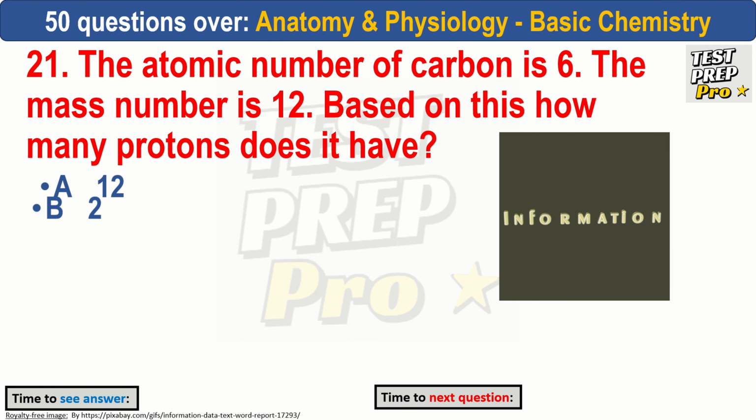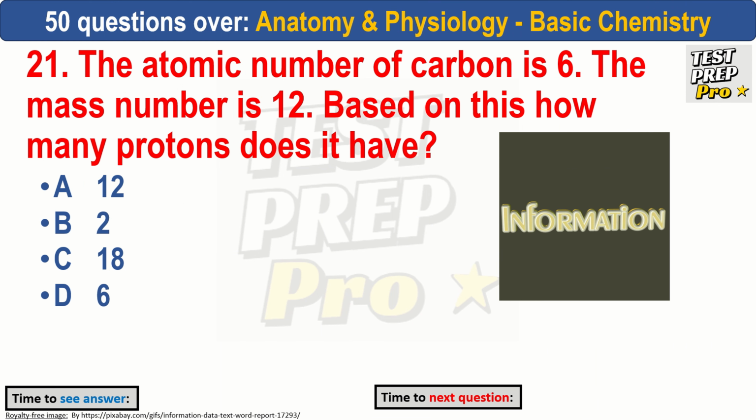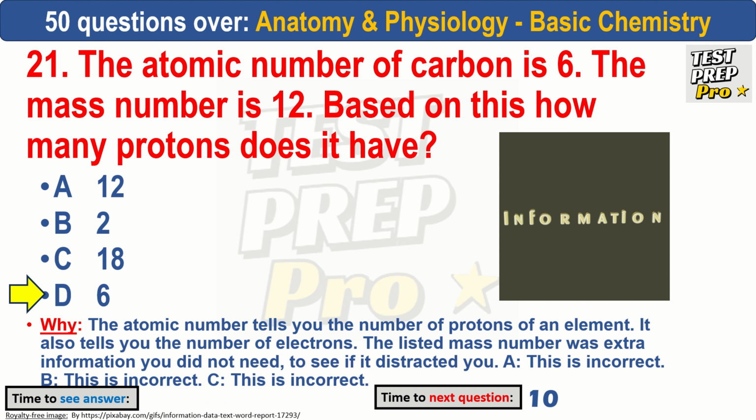The atomic number of carbon is 6. The mass number is 12. Based on this, how many protons does carbon have? Is it A, 12, B, 2, C, 18, or D, 6? The answer is 6. So the atomic number tells you the number of protons and electrons. To get neutrons, you subtract the mass number from the atomic number.